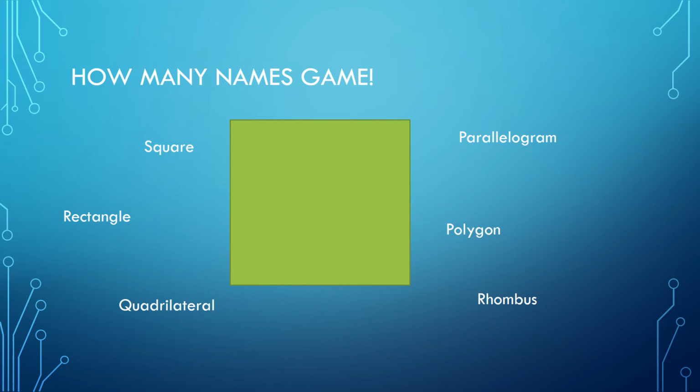In this scenario, I would put this green shape up on the board, and I would have the students, either on their whiteboards or their math spiral, write as many names as they can to call that certain shape. So they could call it a square, a rectangle, a quadrilateral, a parallelogram, a polygon, a regular polygon, a rhombus. They would have to come up with as many as they could.